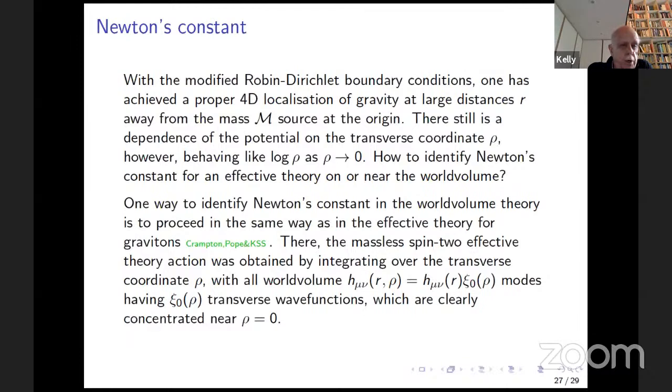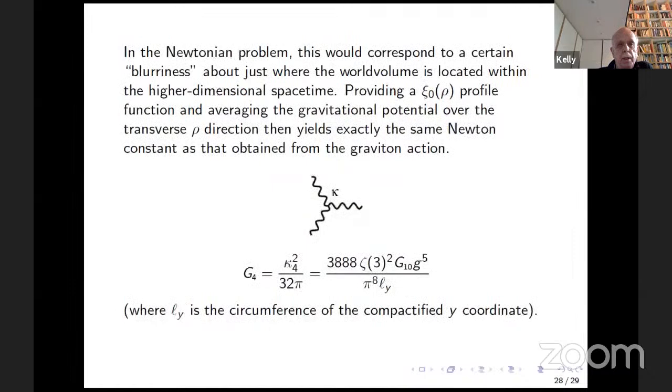So one way to identify Newton's constant is to proceed in the same way as we did for gravitons, which, remember, for gravitons, what one did there was just to integrate over the transverse space. For the graviton study, all modes had the C0 transverse wave functions, which are clearly concentrated near rho equals zero because they have this logarithmic structure. So in the Newtonian problem, this would correspond to a certain uncertainty or blurriness about where the world volume is really located. It's located around and about rho equals zero.